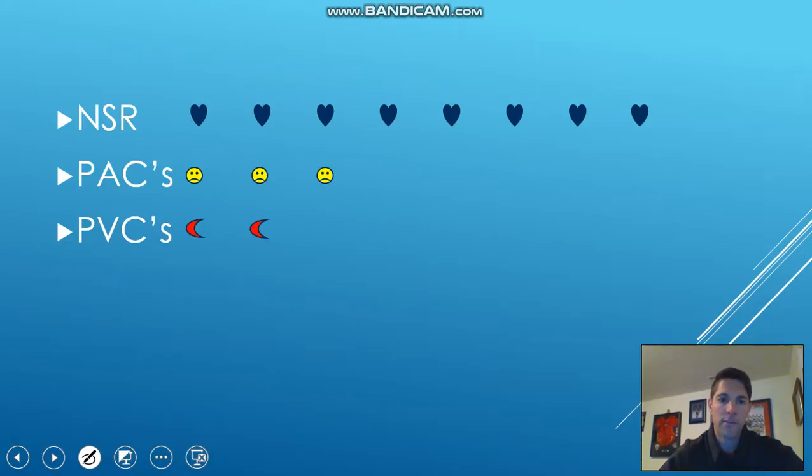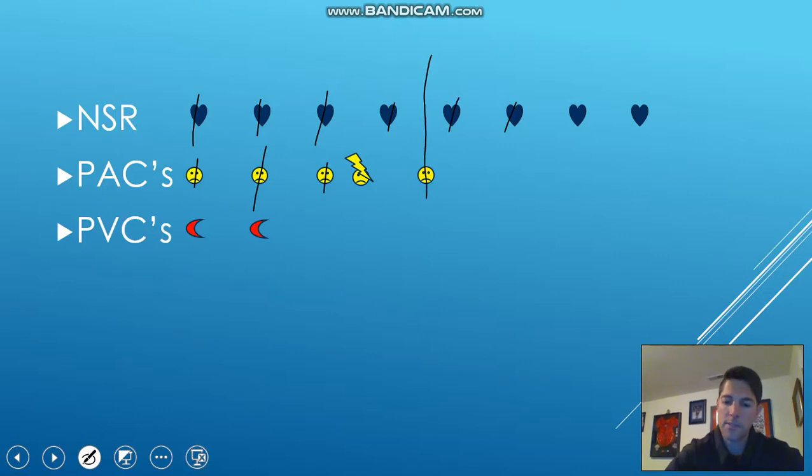So imagine the very top row. These are all beats coming on a specific time. So the second row is our PACs. So we've got normal beat, normal beat, normal beat, and here comes our PAC. It resets the atrial complex, and then we get beats that come at dissimilar timing to what the typical beats would have come from the normal sinus rhythm.